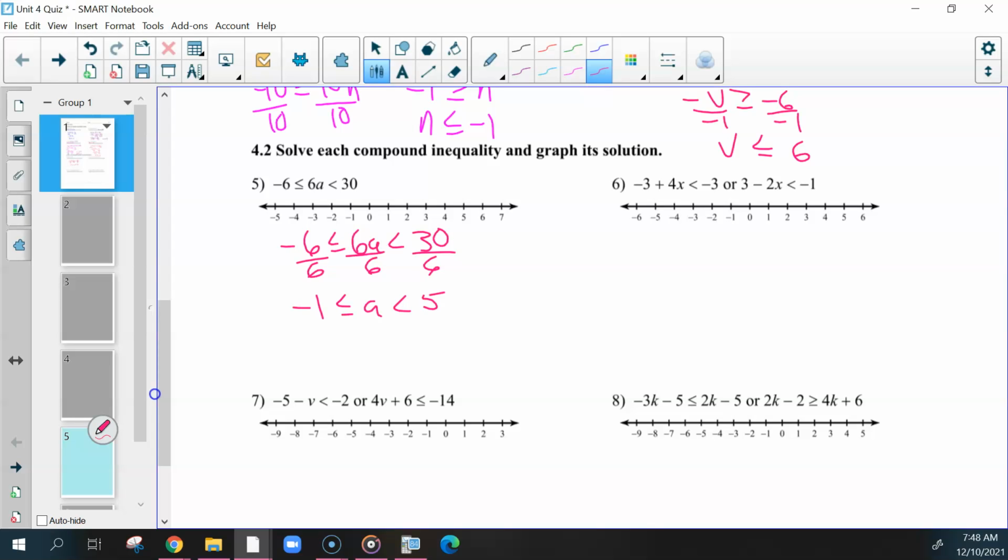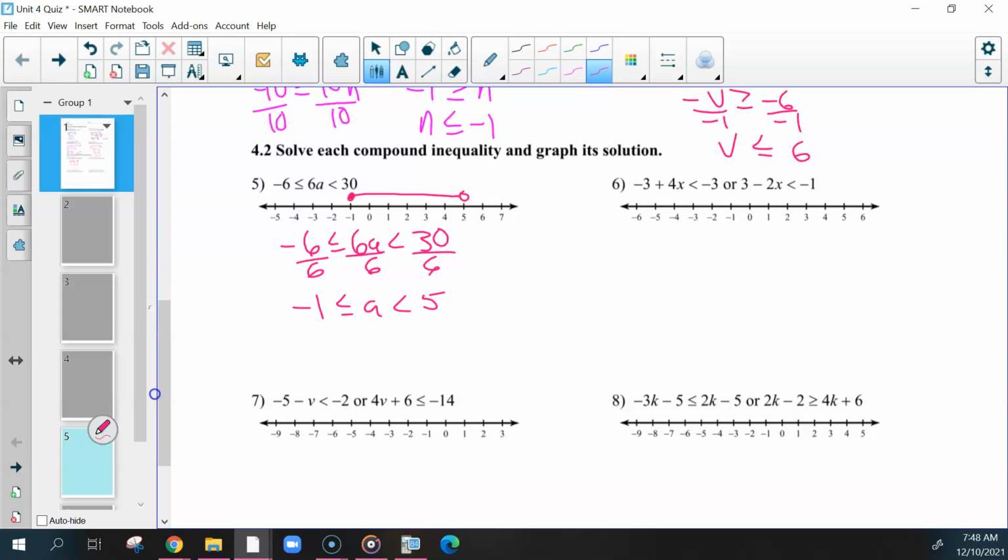If you divided correctly, the other issue I saw with this one especially is the arrows. Remember, and inequalities are graphed together, so there shouldn't be multiple arrows going other ways. It should start here and end here. So there should be a closed circle at negative 1, an open circle at 5, and there should be a line connecting them.